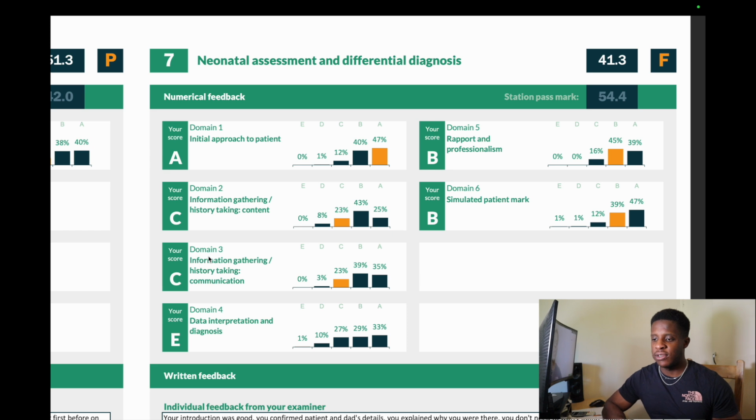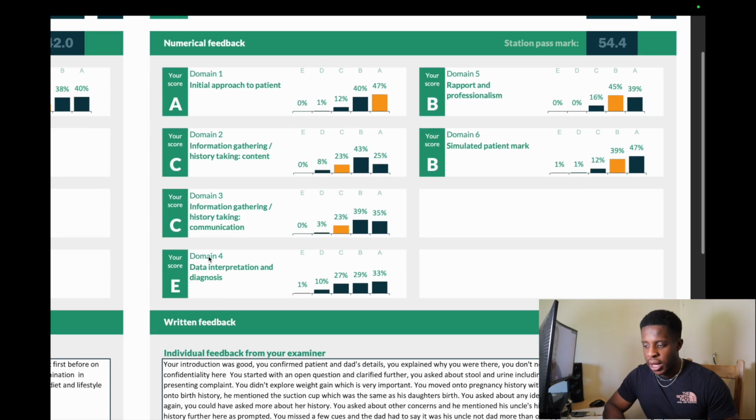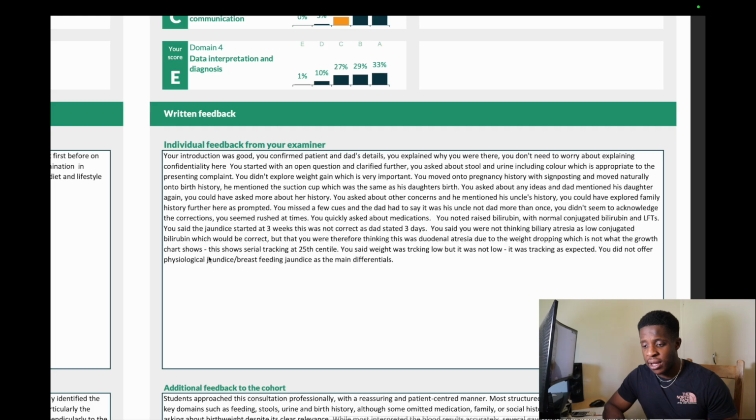Next one was neonatal assessment and differential diagnosis. This one I know I messed up. I was speaking too fast in this one. I got flustered with the investigations, and generally I'll just say I really messed up this one. There's nothing really else to say. So at least we have some comprehensive feedback.